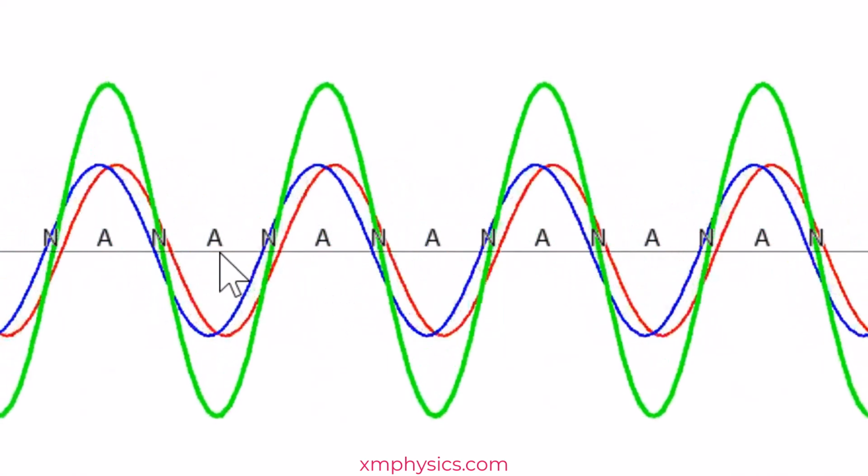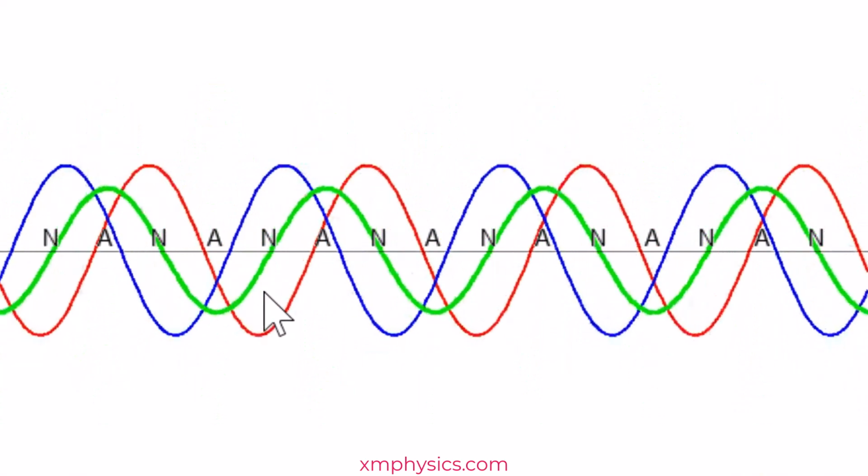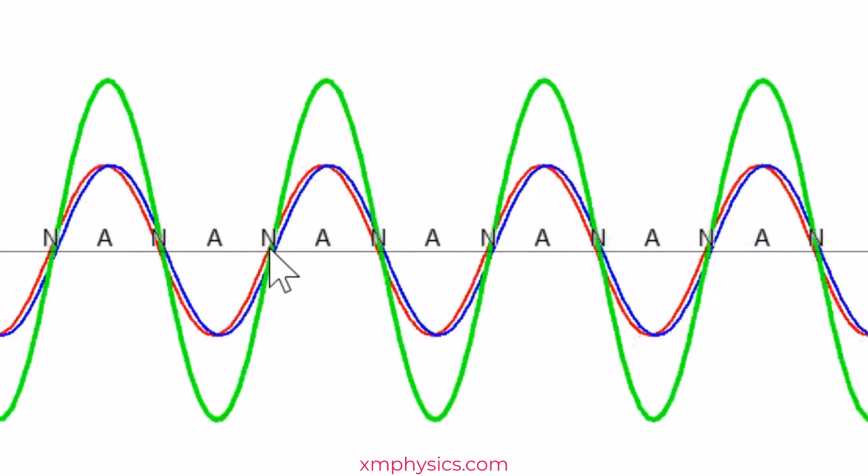Now lastly, notice that the standing wave has the same frequency as the two traveling waves that form it. It even has the same wavelength. And also note that the distance between two nodes is always half a wavelength. And the distance between two antinodes is also half a wavelength.